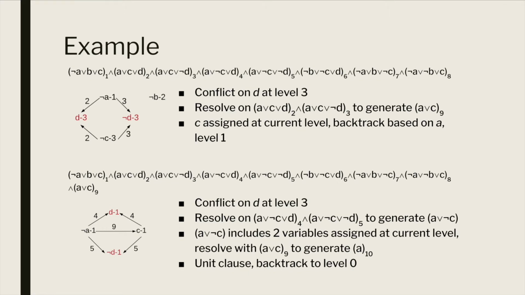Since C was assigned at the current level, we backtrack based on A to level 1. In our updated formula, we create a guess of not A at level 1, which creates the implication of C at level 1. And then those two assignments create implications of D and not D using clauses 4 and 5.